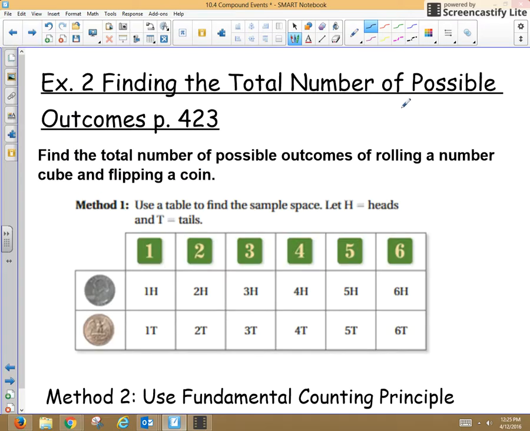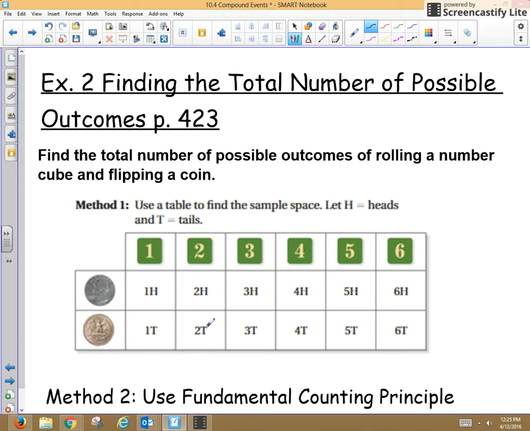Example 2 is finding the total number of possible outcomes. Find the total number of possible outcomes of rolling a number cube and flipping a coin. So it says use a table to find the sample space. Let H stand for heads and T represent tails. So here we have the 6 different numbers that can be rolled on a cube. And here we have a picture of heads and a picture of tails.